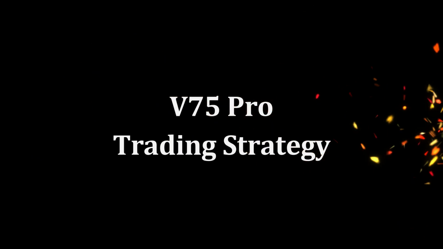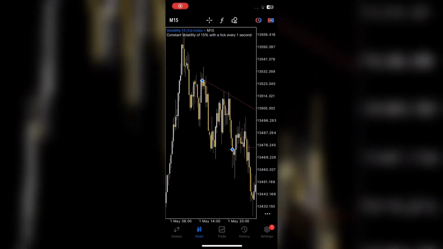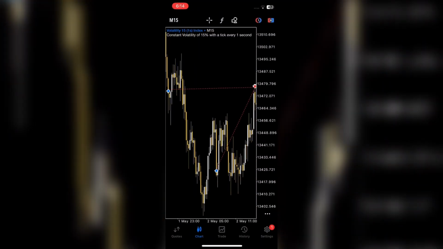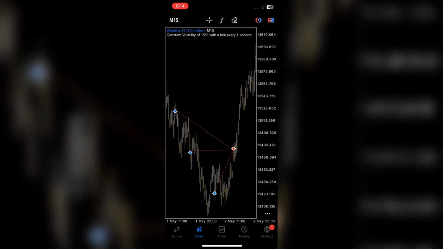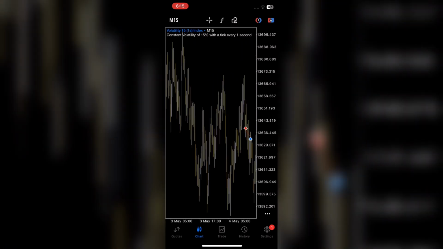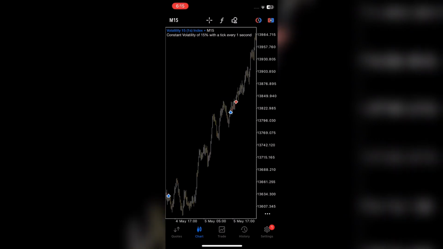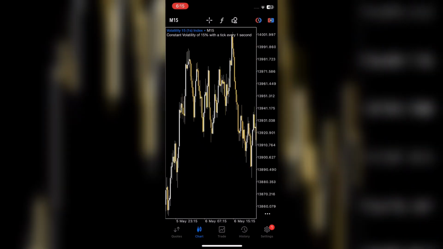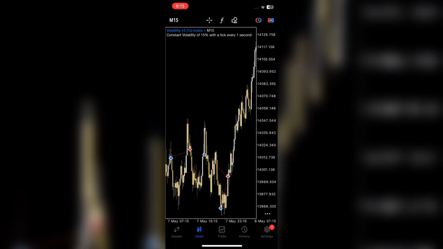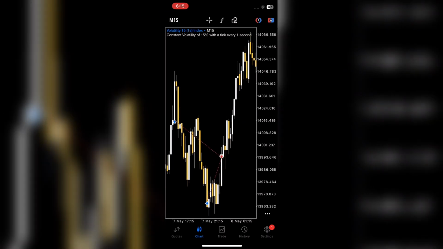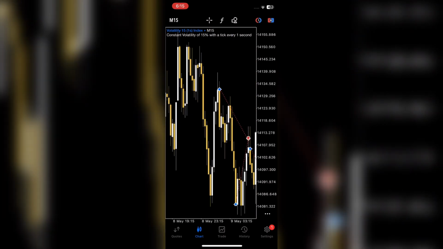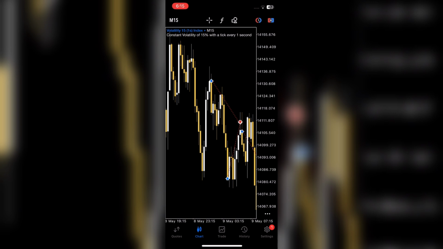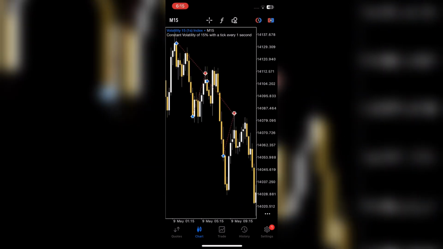V75 Pro is a grid trading robot that trades in the direction of both the 4-hour and the 15-minute time frame. In other words, one of the conditions for opening a trade is that both of the time frames must be in unison, meaning they must be going in the same direction. This is very important because as a trader, you want to ensure that you trade with the trend. But not only that, you want to trade in the direction of the larger time frame to increase your chances of winning.